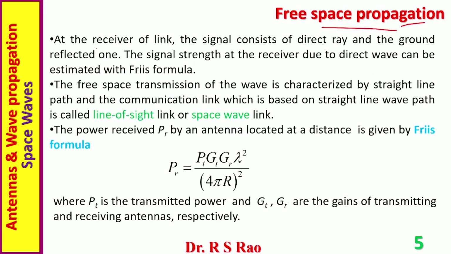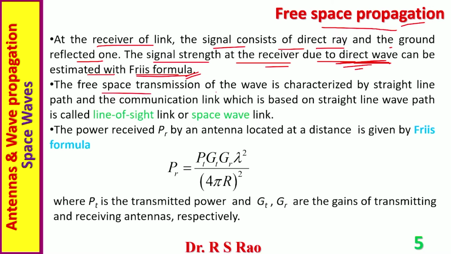Free space propagation. At the receiver of the link, the signal consists of a direct ray and a ground reflected one. This fact has already been mentioned, illustrated in the beginning of the session. The signal strength at the receiver due to the direct wave can be estimated with the Friis formula. As already mentioned, signal strength at the receiver is the vector sum of two waves, the direct wave and the reflected wave. Here it is mentioned that it is the signal strength at the receiver due to the direct wave. We discuss signal strength due to the reflected wave later. Right now it is signal strength due to the direct wave. It can be estimated with the help of a popular standard formula, the Friis transmission formula.